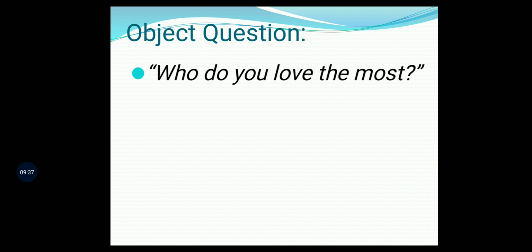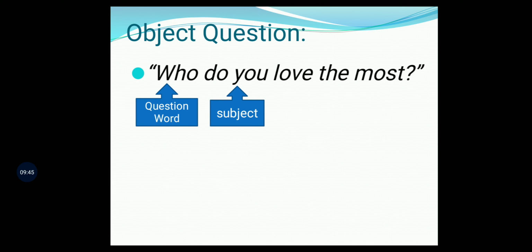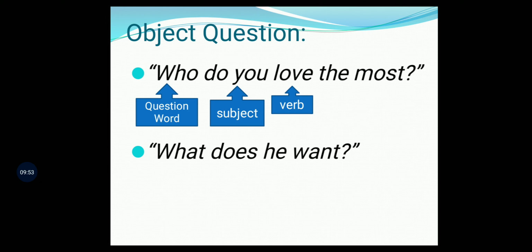Okay. Next, we shall look into the object kind of questions. See, for example, we have who do you love the most? In this case, we have the question word as who. Next, we have the subject as you. And next, we have the verb as love. So here the answer should revolve around the object. So say the answer is I love mom the most. So the answer is giving you the object as the output.